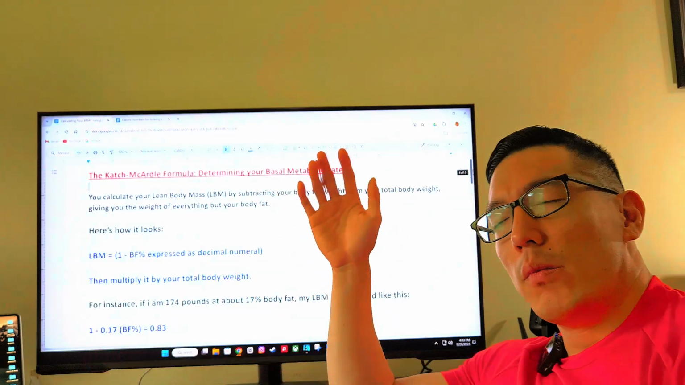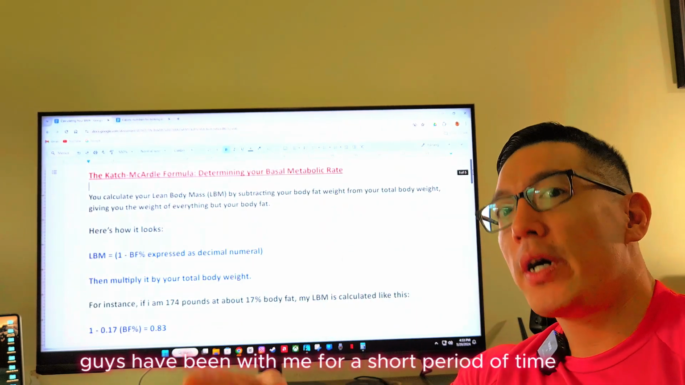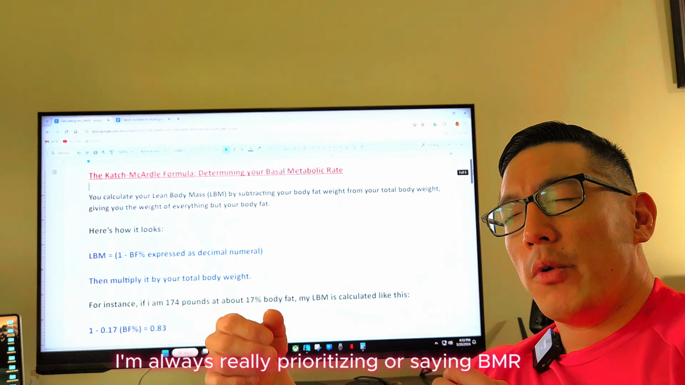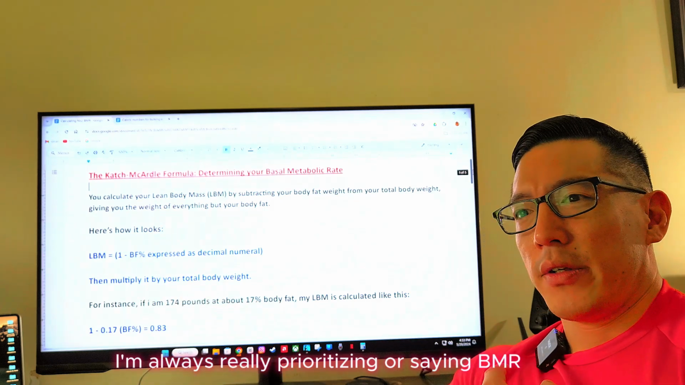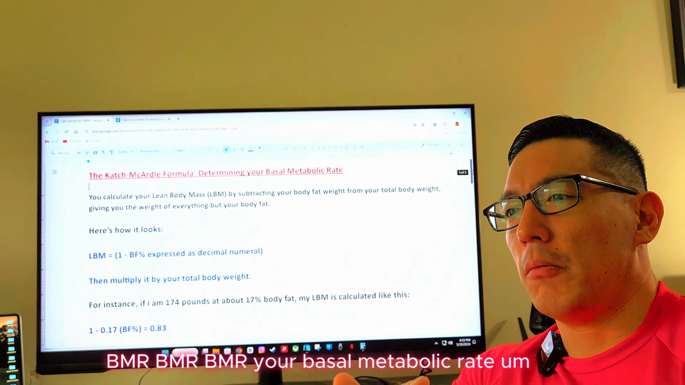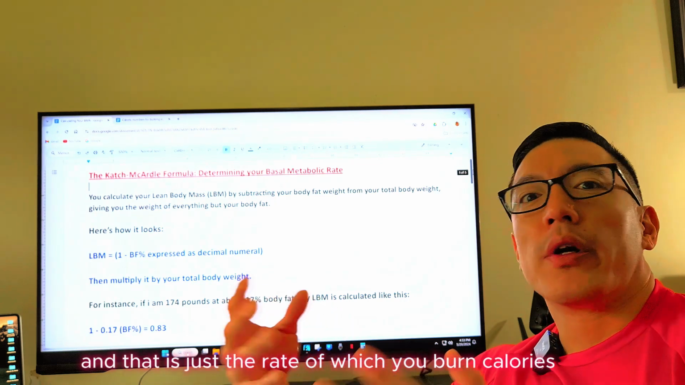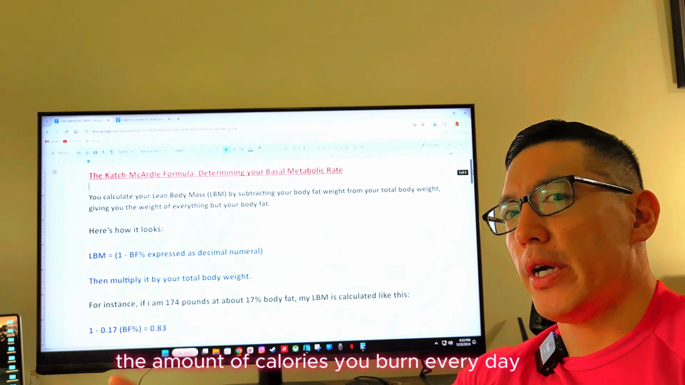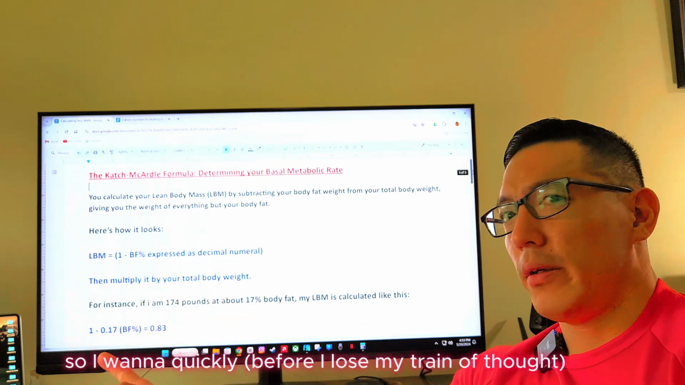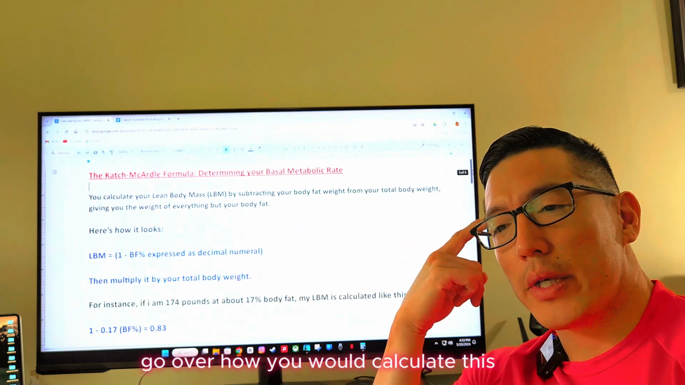So once again, whether you guys have been with me for a short period of time or a long time, for men and women, I'm always really prioritizing BMR, your basal metabolic rate. And that is just the rate at which you burn calories, the amount of calories you burn every day, just in general. So I want to quickly, before I lose my train of thought, go over how you would calculate this.